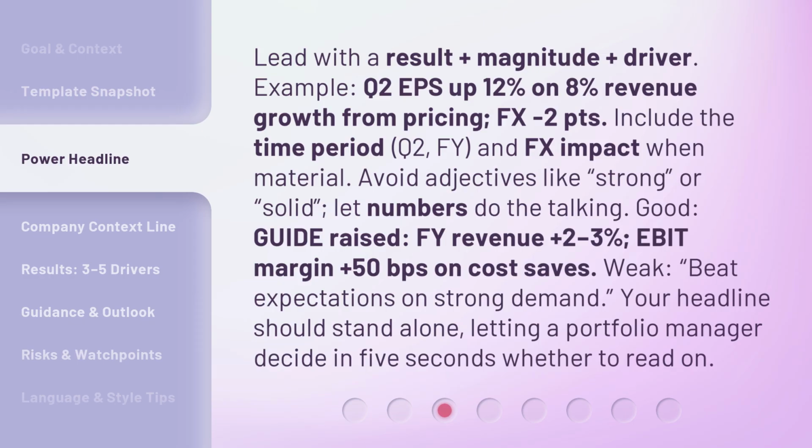Good: Guide raised. FY revenue +2 to 3%. EBIT margin +50 bps on cost saves. Weak: Beat expectations on strong demand. Your headline should stand alone, letting a portfolio manager decide in 5 seconds whether to read on.